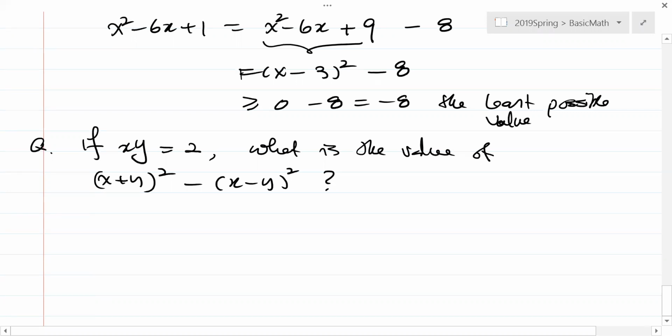But you can guess and try special values for x and y. X equals 1, y equals 2. X equals 2 and y equals 1. Or x could be 0.5, y equals 4. But you end up with the same answer. Infinity possibilities.